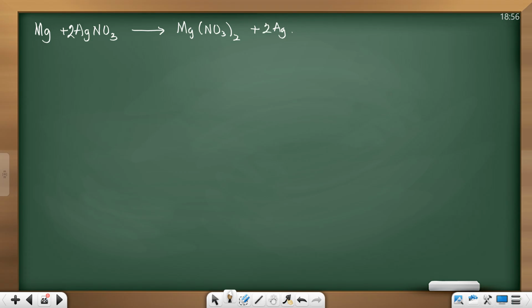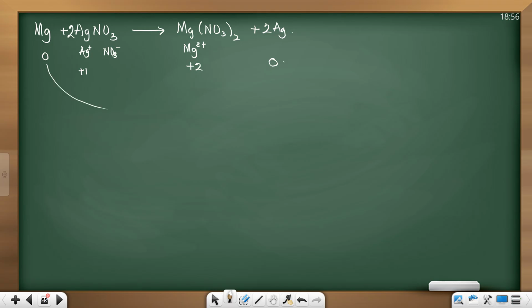Instantly, for you to find out what is oxidized, write the oxidation numbers. What's the oxidation number of Mg? 0. What's the oxidation number of silver here? It's silver ions and nitrate ions, so the oxidation number here is positive 1. Now, what is the oxidation number here? It's an ion, so it's Mg2+. And what's the oxidation number here? 0. That you must quickly know.